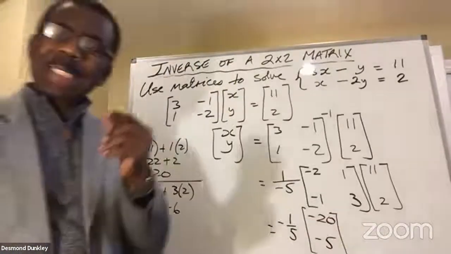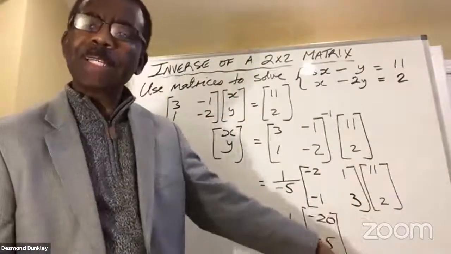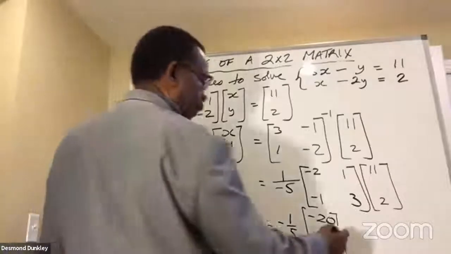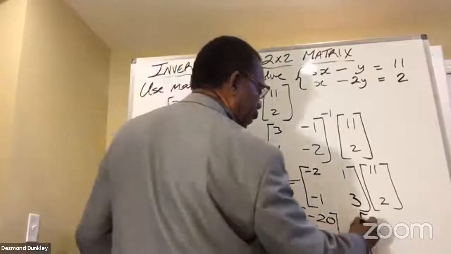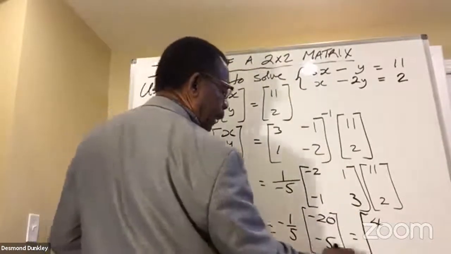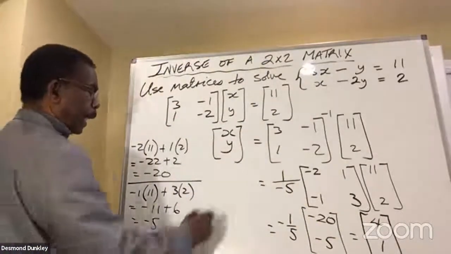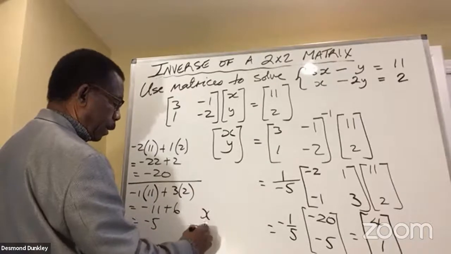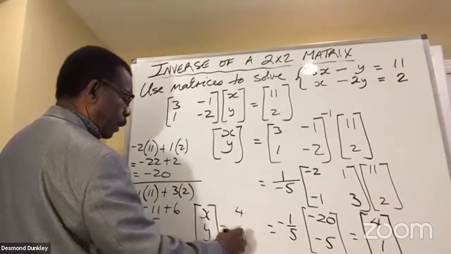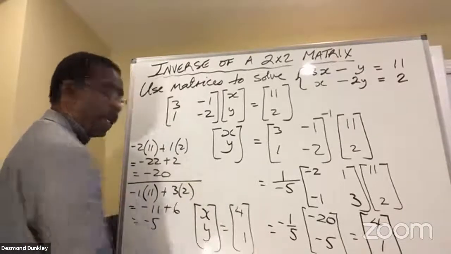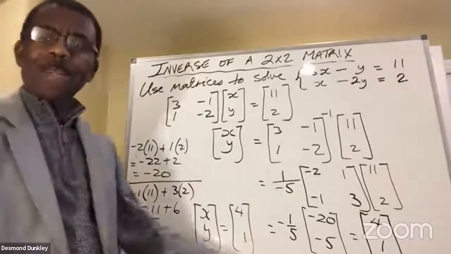So now we're ready to do the scalar multiplication. It's negative 1/5 times each entry in our 2 by 2 matrix. What do we end up with? Negative 1/5 times negative 20. Negative 1/5 times negative 5. So what are we learning? We're learning that x, y is equal to 4, 1. What does that mean? It means that x is 4 and y is 1.